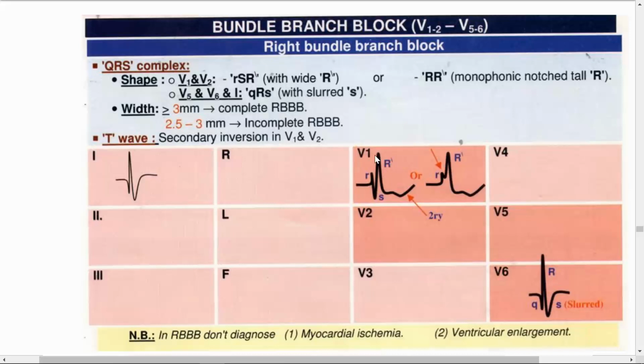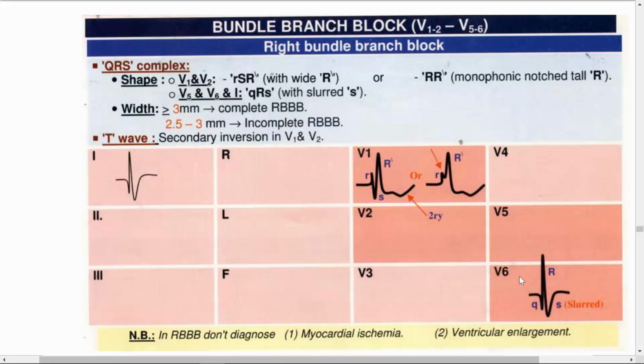Clear? And why the algorithm? Why are we following the algorithm? Not to over-diagnose. So we do not comment on ischemia until now. Why? Because we should exclude right bundle first. If we commented on ischemia here and neglected that there is a right bundle, this is a wrong diagnosis. This is over-diagnosis.